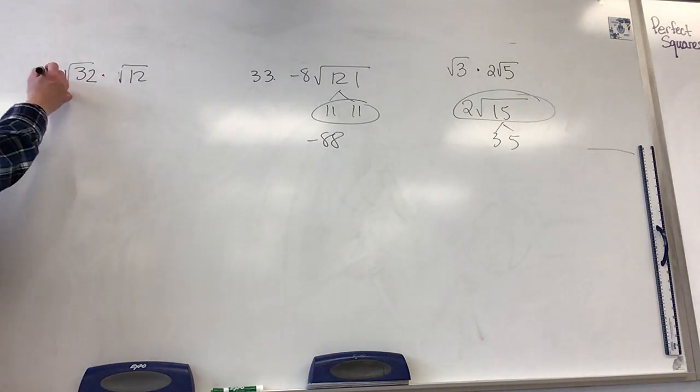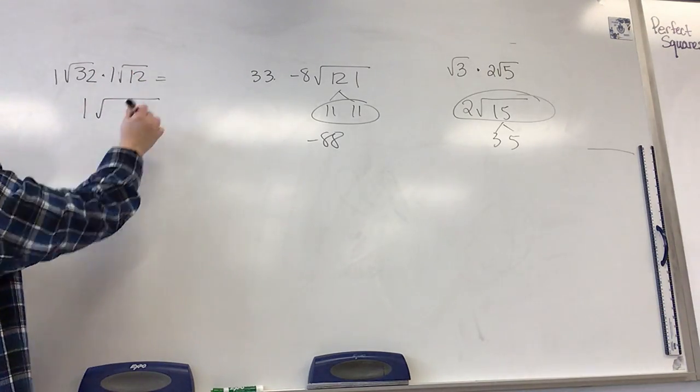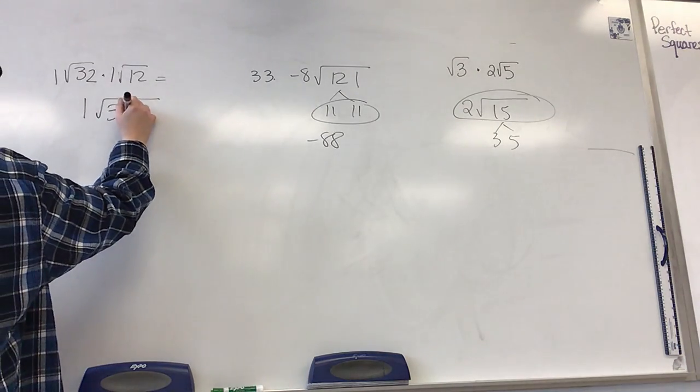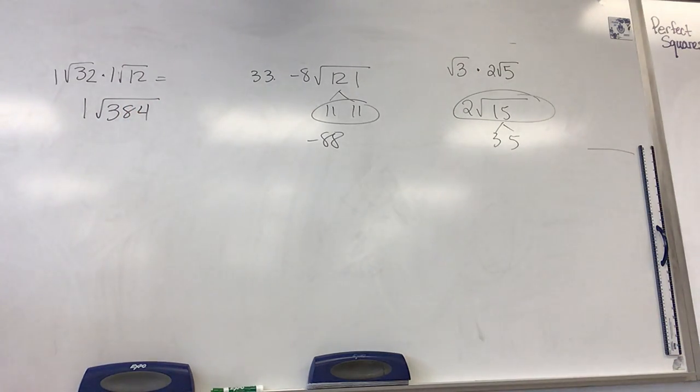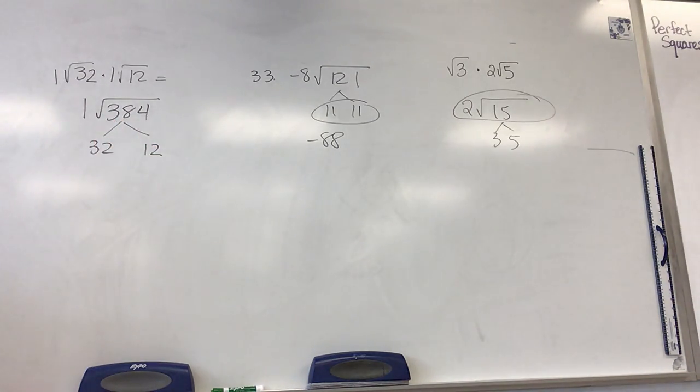So outside times outside is equal to 1. And then inside times inside. So somebody take 32 times 12 and give it to me. What is it? 384. And you don't have to put the 1 if you don't want to. Okay, so then what's really nice, when you do a factor tree, you already know what the two numbers are, they gave it to you.